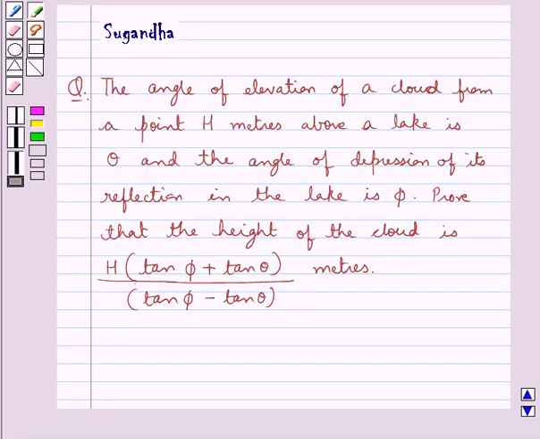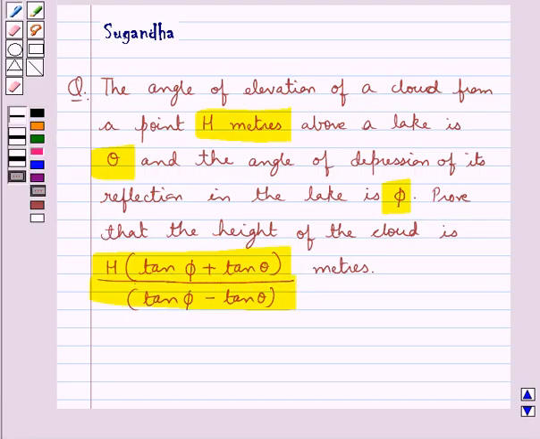In this session, we discuss the following question, which says the angle of elevation of a cloud from a point h meters above a lake is theta, and the angle of depression of its reflection in the lake is phi. Prove that the height of the cloud is h into tan phi plus tan theta upon tan phi minus tan theta meters. Let's see its solution now.